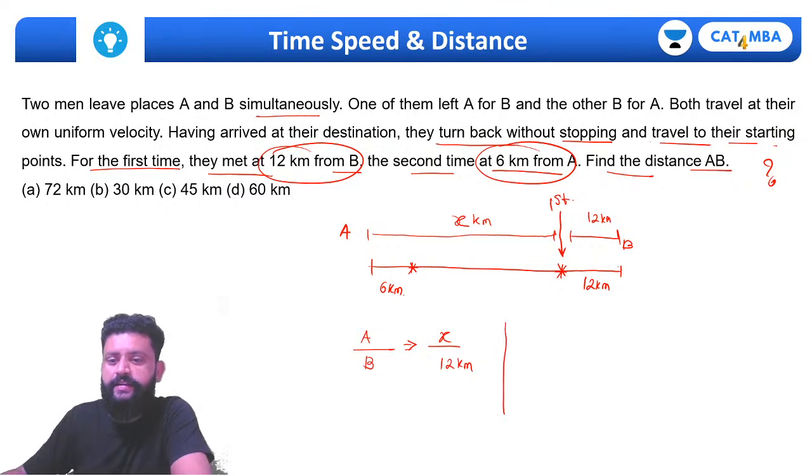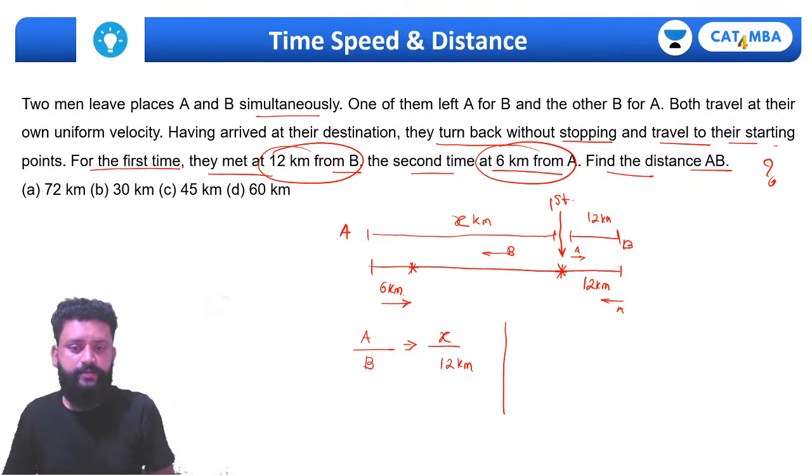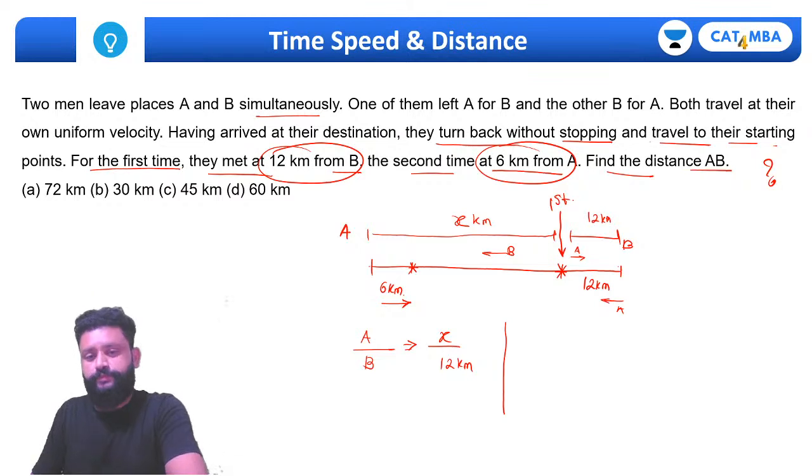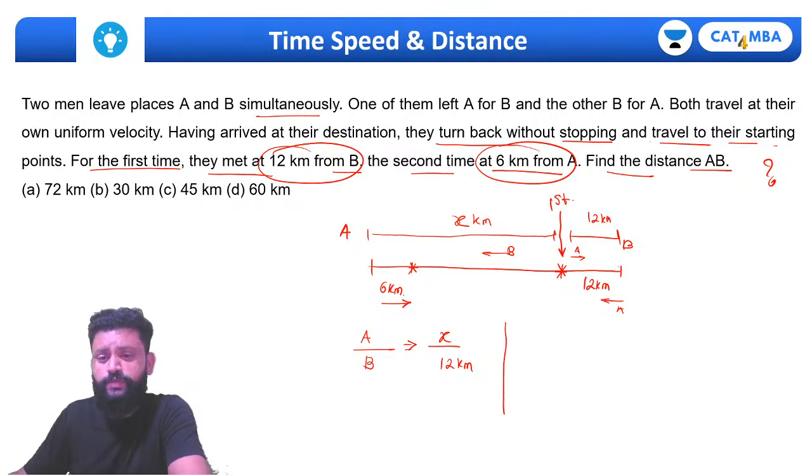After that, when they start from here, listen, A will continue to go here and from here take a U-turn, then B will continue to travel x kilometers and from here take a U-turn and 6 kilometers back so that they meet. So when they meet for the second time, they have started from this point. I am writing the distance of A and B again here.